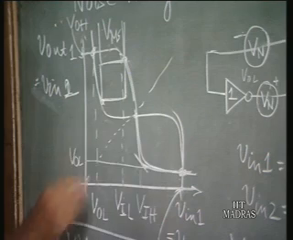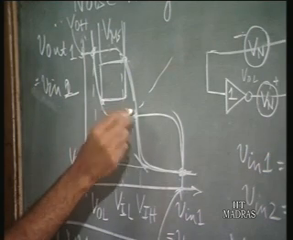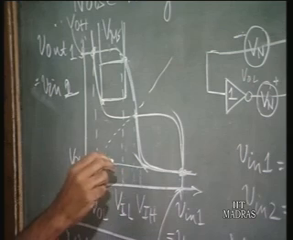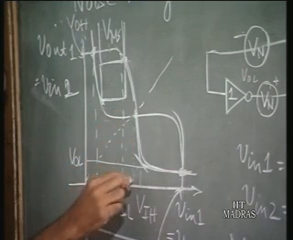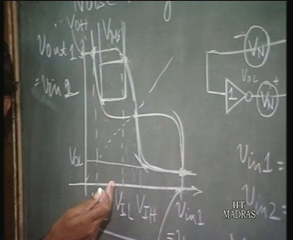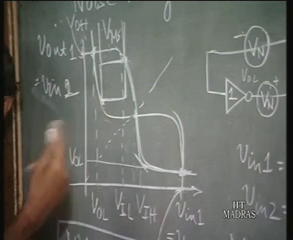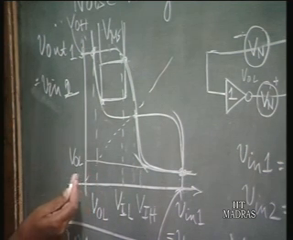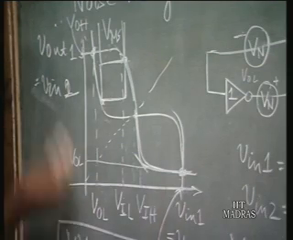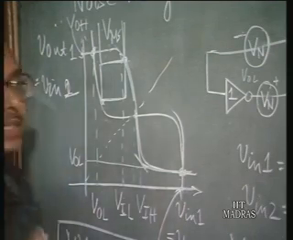Now, if you call this the logic threshold value here, when the input is lower than the logic threshold, the output is higher than the logic threshold, and when the input is higher than the logic threshold, the output is lower than the logic threshold. I will just give you an example.